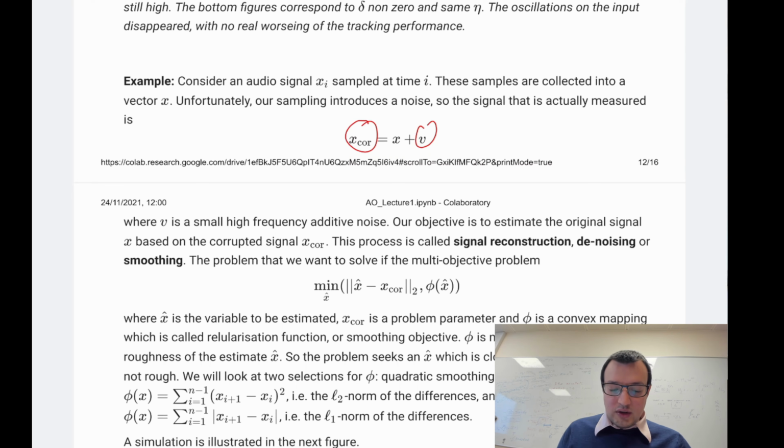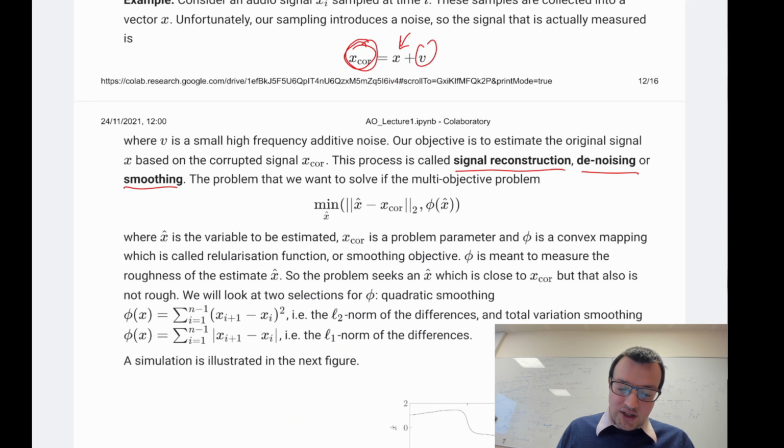What we would like to do is essentially, given the corrupted signal x_corrupted, reconstruct the original signal x. This problem is called signal reconstruction, or denoising, or smoothing. So here the idea is that we want to achieve two things. The first thing is that we want to find the best x, which is close to our x_corrupted.